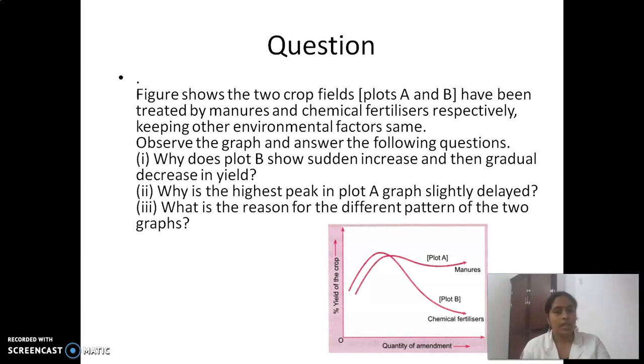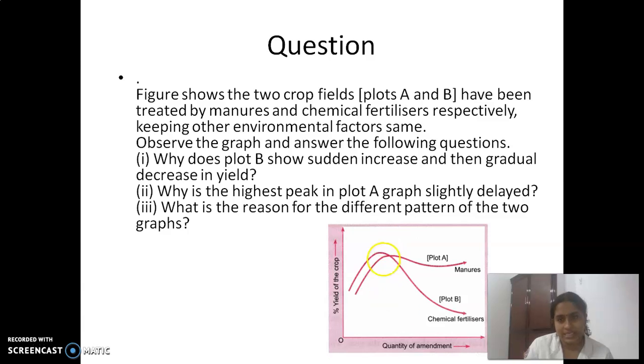Okay, so now let's discuss one question. So this question is there in our textbook. Okay, listen to the question. Figure shows two crop fields, plot A and plot B, which have been treated by manure and chemical fertilizers respectively. See, manure in plot A, chemical fertilizers in plot B, keeping other environmental factors same. Observe the graph and answer the following questions.